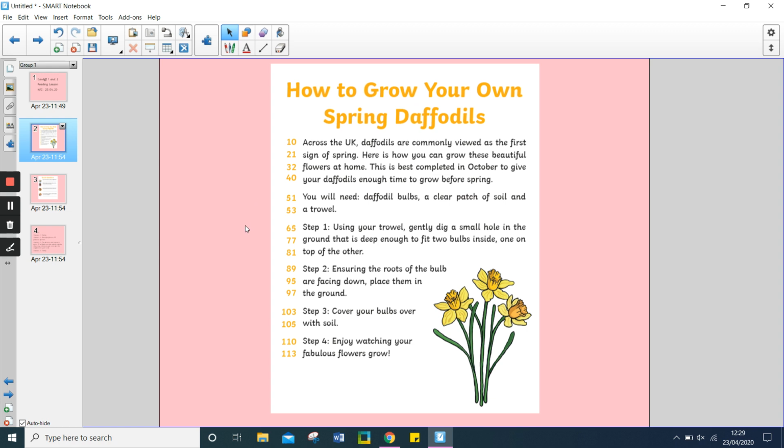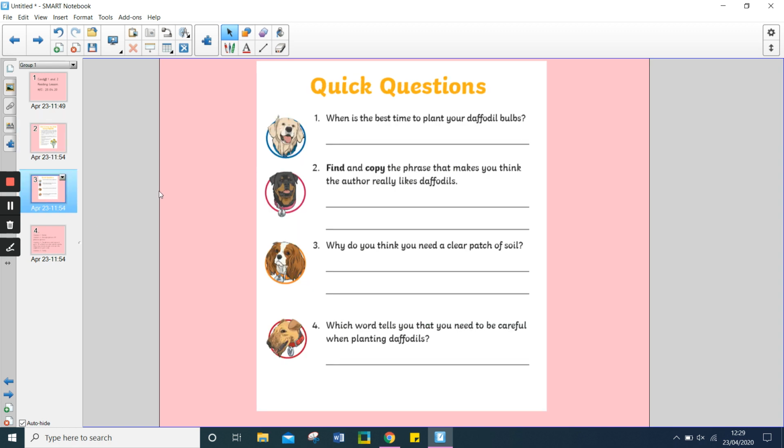Okay, so that is the text, how to grow your own spring daffodils. Now we're going to move on and look at the questions. When you are answering the questions, you can rewind the video to go back to the text, just to have another read through to find the correct information you need. Okay, so quick questions. They are really quick questions. The question types that we've got, for example, find and copy, you have done those in power reading. So you have already got those skills. You just need to apply them to this text and these questions.